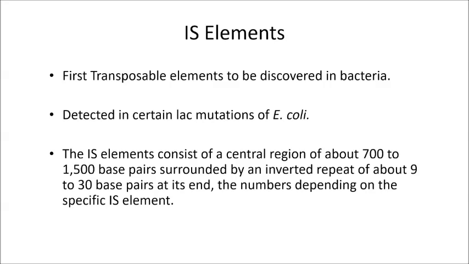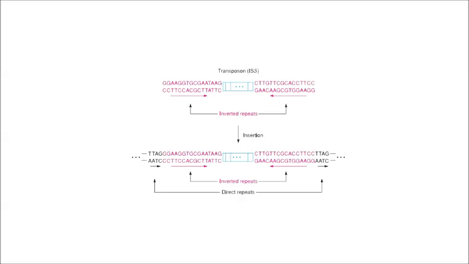These are the simplest bacterial transposons. Now, IS elements were first detected in certain lac mutations of E. coli. A typical IS element consists of fewer than 2500 nucleotide pairs and contains only genes whose products are involved in assisting or regulating transposition.